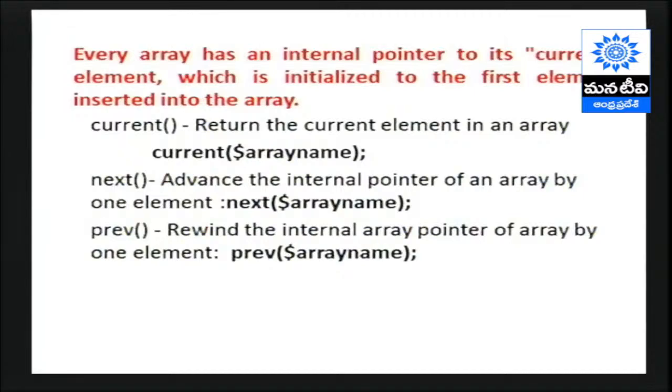This next function advances the internal pointer to the next array element and gives the next element that is present in the next location. Likewise, whenever we want to move backward, we move the internal pointer backward. For that we have a function called previous, which moves the internal pointer one step backward, and it gives the previous element that is present in the array.